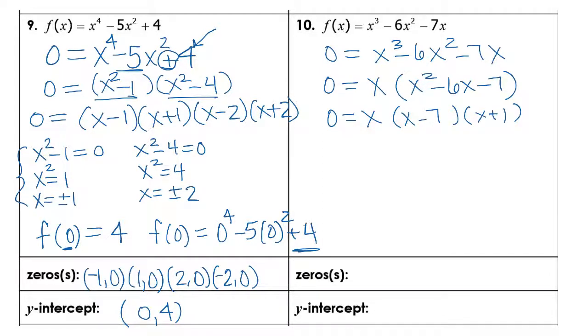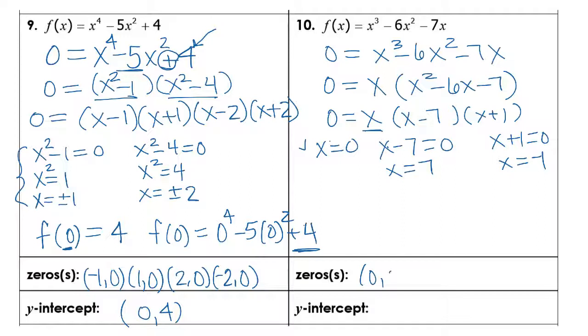Now, we need to set each part equal to 0 and solve. So that means x has to be set equal to 0 because it's sitting right out here. It's part of the factors. x minus 7 equals 0, and x plus 1 equals 0. So if we solve this, this one's finished. Over here, x equals 7. And over here, x equals -1. So our zeros that we just found should be (0, 0), (7, 0), and (-1, 0).